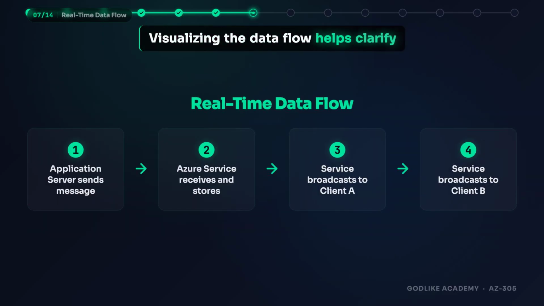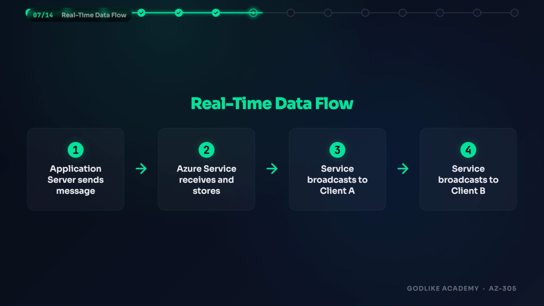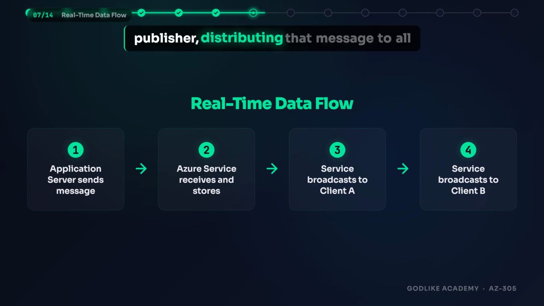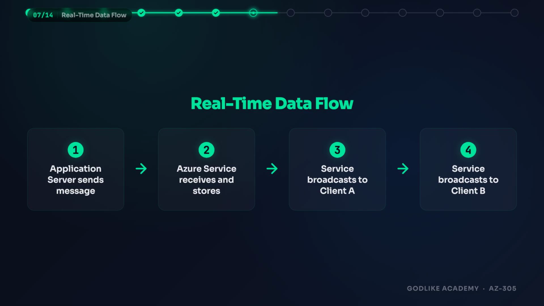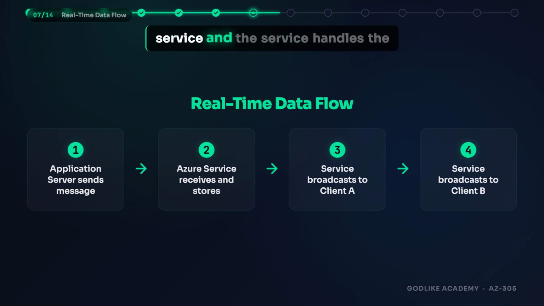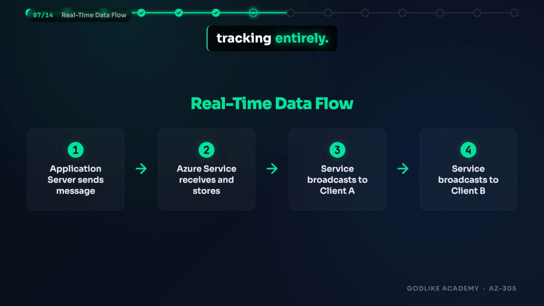Visualizing the data flow helps clarify why we use these services. The process starts with your application server sending a message to the Azure service. The service then acts as the publisher, distributing that message to all connected clients simultaneously. This decouples your backend from the connection lifecycle. Whether you are using SignalR or Web PubSub, the pattern remains consistent. Your server talks to the managed service, and the service handles the fan-out to the end users. Misrouting the traffic through a standard load balancer will break persistent session tracking entirely.